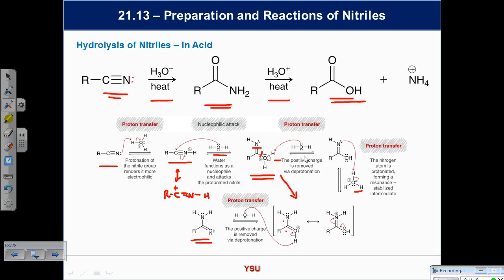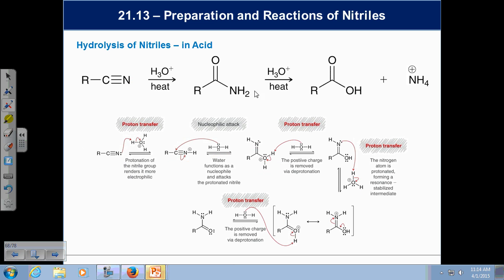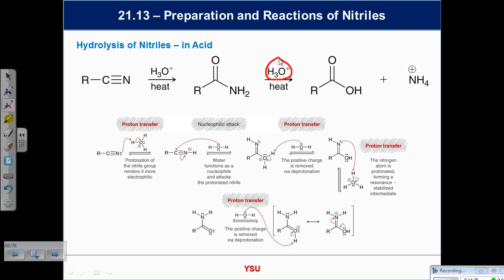But I don't have a mechanism on my slides here for that second step, but I'd like people to have a go at it. What do we think happens first if I have this stuff in there? Oh, I hope so. And we would autoprotonate it here again, I would think. And then if I have water around, what will the water do? It will go after this, and we'll form some tetrahedral intermediate. Then we'll do a proton transfer to the N. Then NH3 will break off, and you're left with a carboxylic acid.